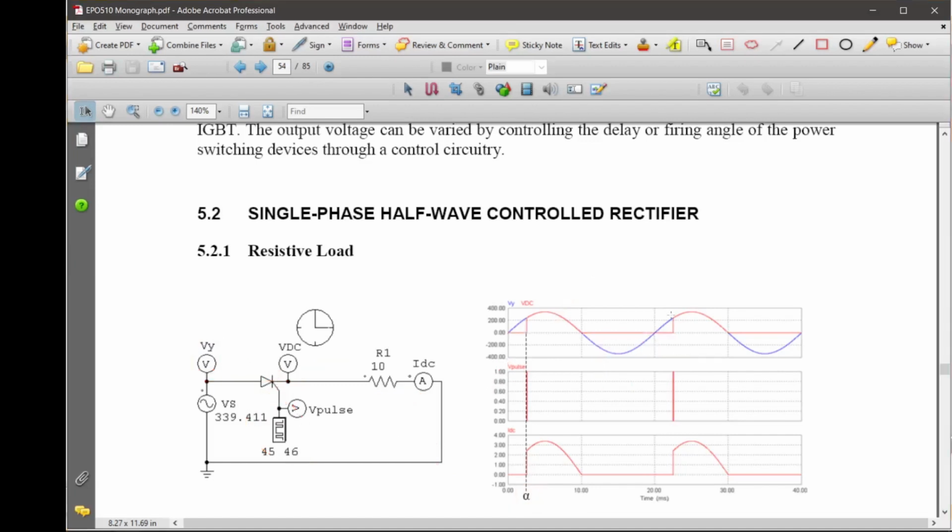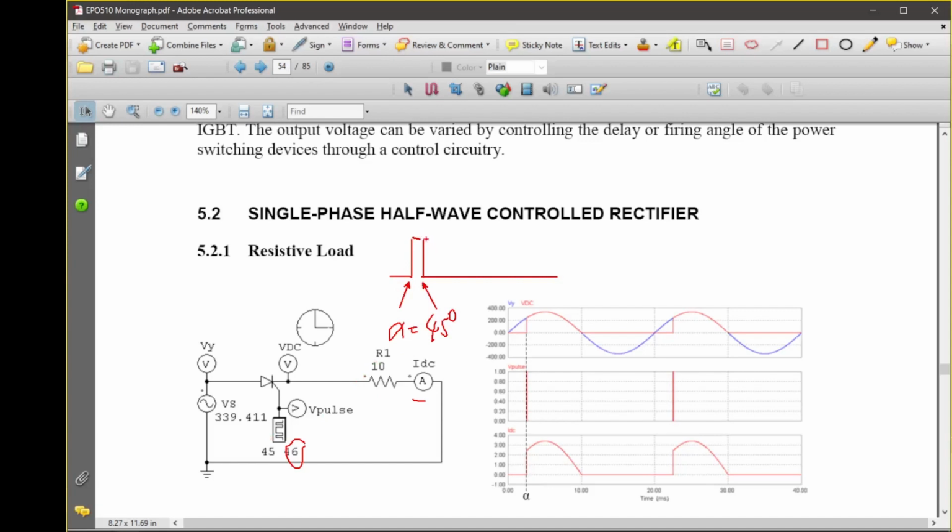Okay, so in this PSIM circuit, we see that there are two angles, 45 and 46. That means you want a short pulse to be produced by this alpha controller. So the short pulse contains 45, 46. That's it. So for alpha, we know that alpha is 45 degrees. The 46 is nothing to do with the calculation and converting parameters. This is just to describe that this is a short pulse.